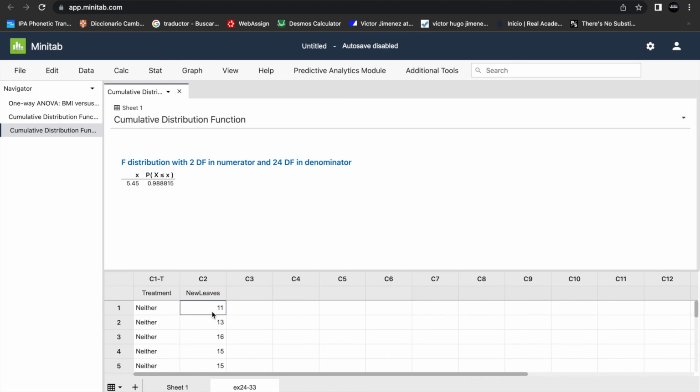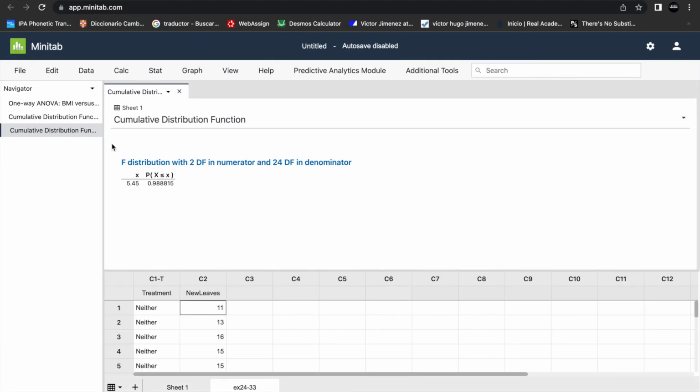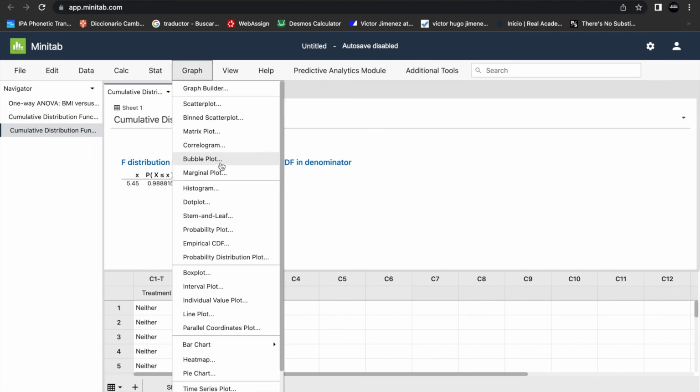So here, first, the exercise says that you have to compute the stem plot. Remember, I think we saw stem plots in the first chapter, I think module number 3. But how do we compute the stem plot? Right, a stem plot is a graph. Go to Graph, Stem-and-Leaf Plot.